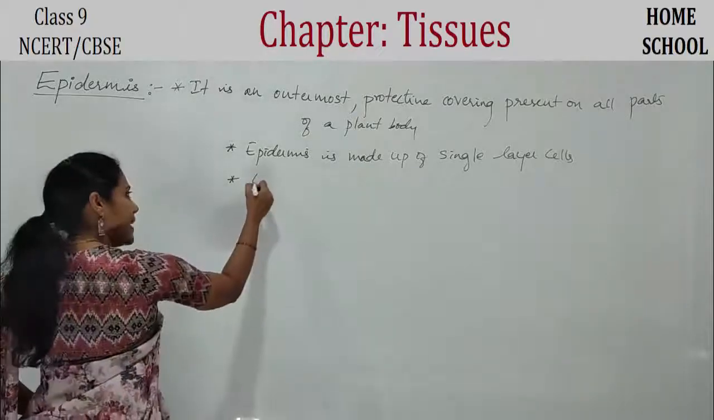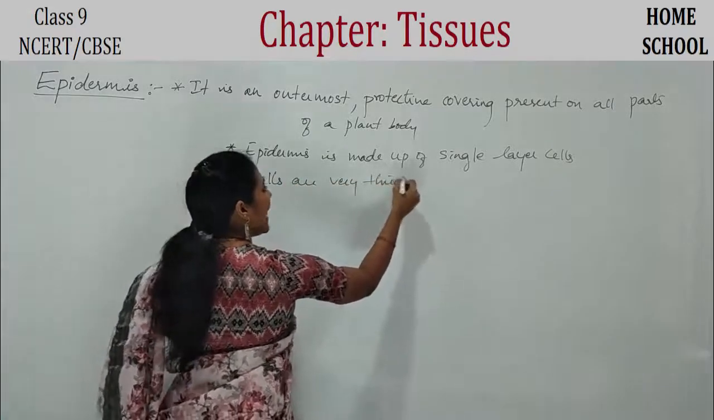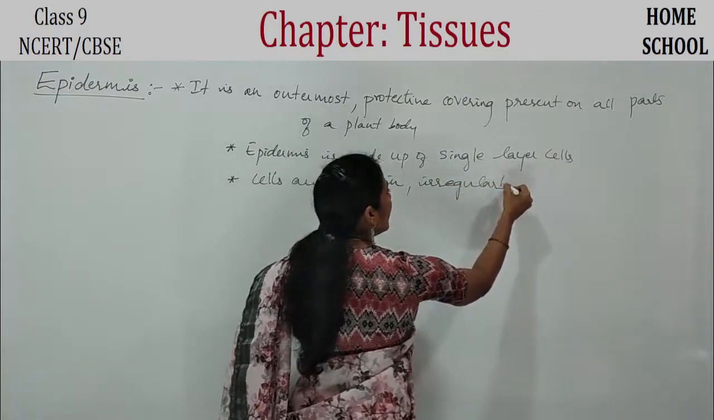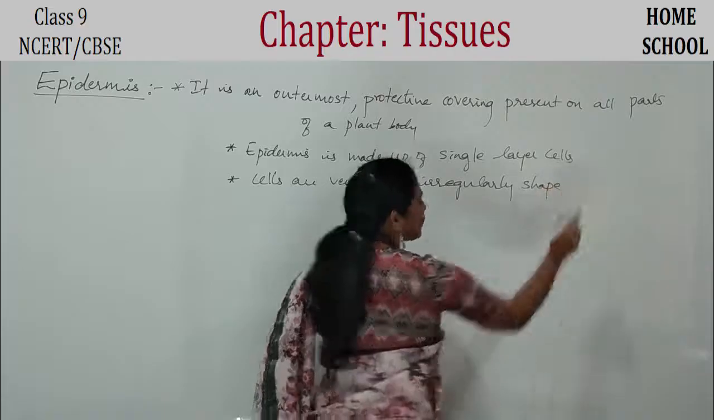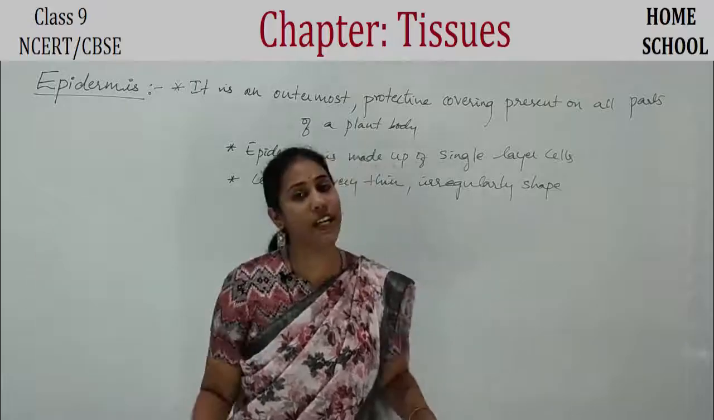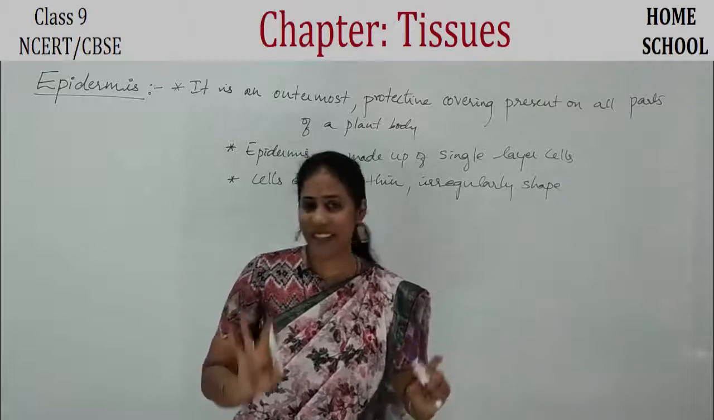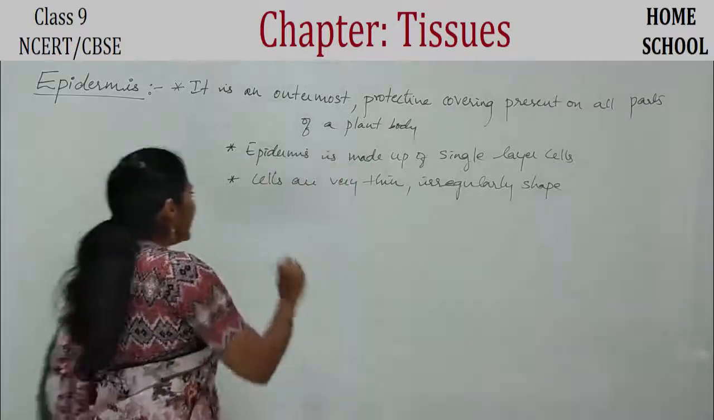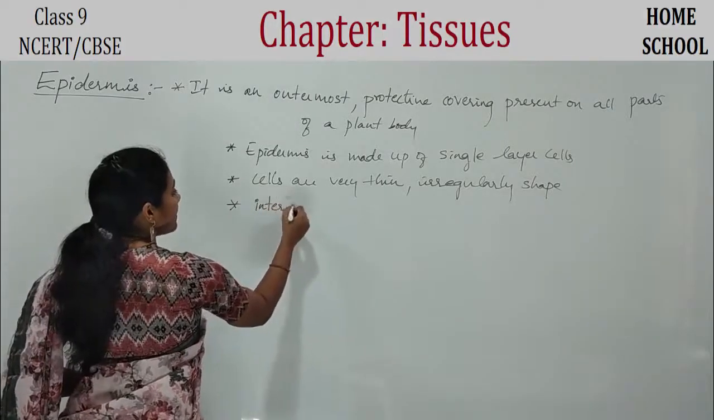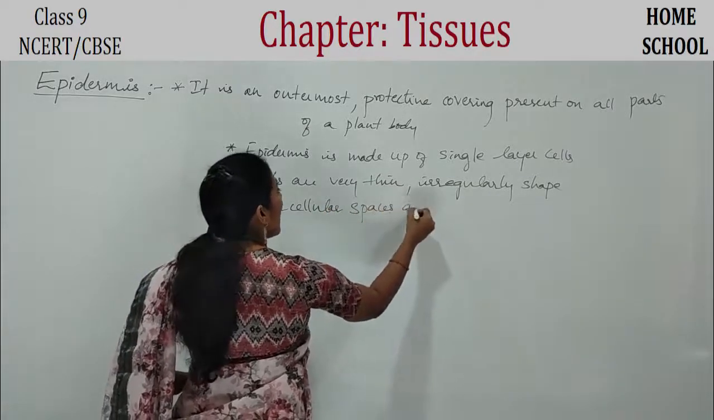Okay. The cells are very thin, guys. Very thin cells you will have and irregularly shaped. Irregularly shaped. You don't have a specific shape for the cells. You don't have a specific round shape or square shape, cube shape, right? There is no particular shape. Irregularly shaped cells you will observe. Okay? And also, you will observe intercellular spaces. Intercellular spaces are present.